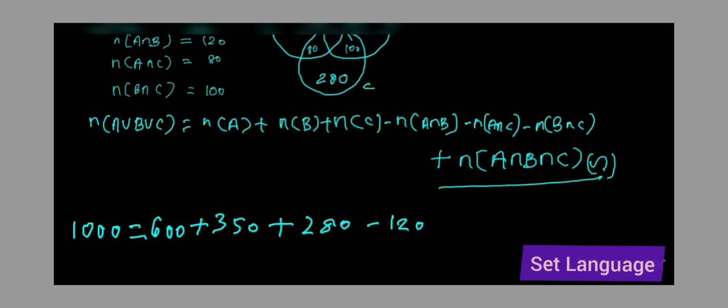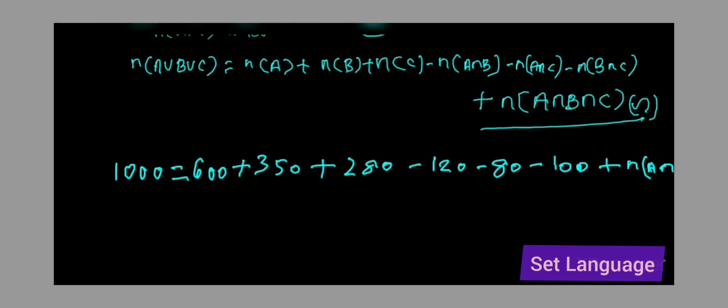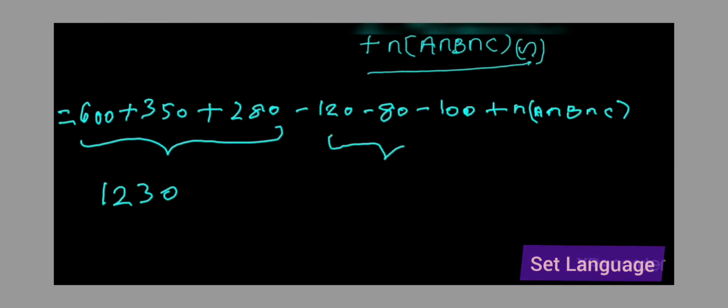So 1000 equals 600 plus 350 plus 280 minus 120 minus 80 minus 100 plus n(A intersection B intersection C). We don't know this value, we are going to find it now. So what should we do now? Just add 600, 350, 280, you will get 1230. The total value which we want to subtract from 1230 is 300. Subtract it from 1230, you will get 930.